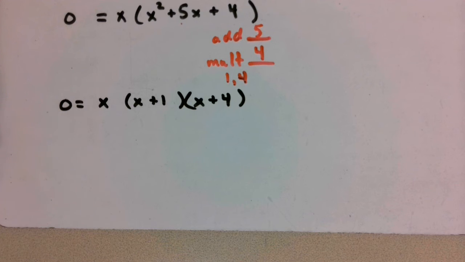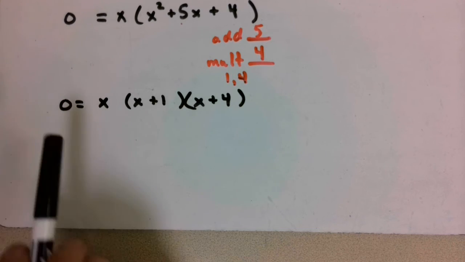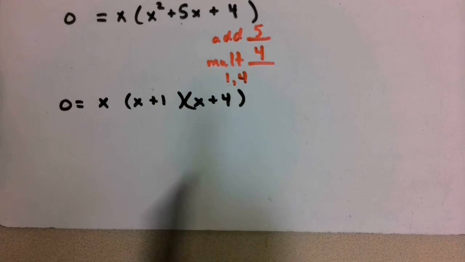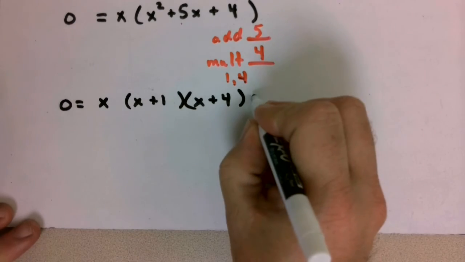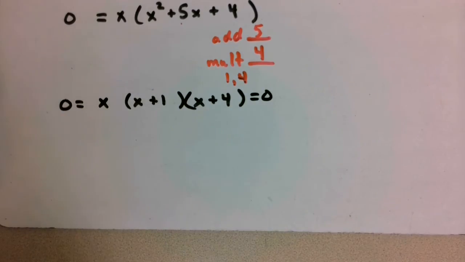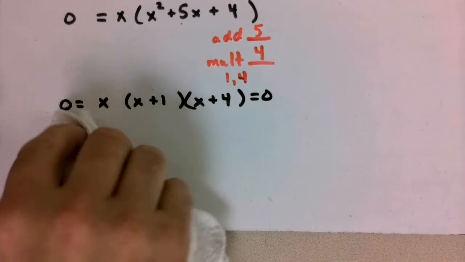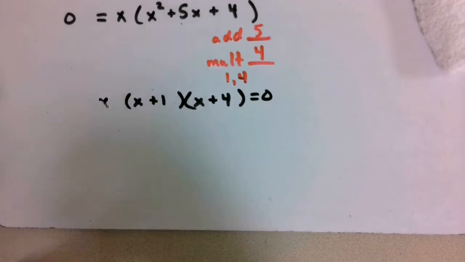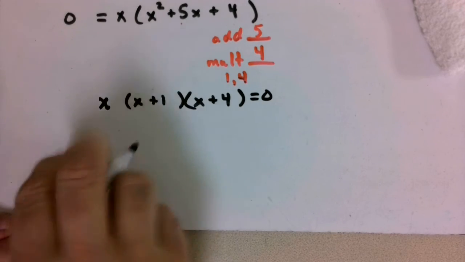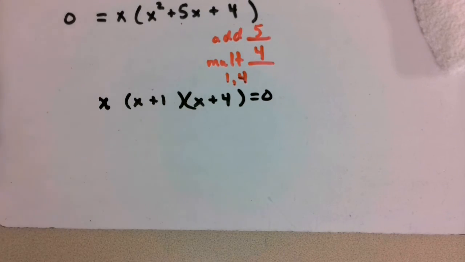I've now factored the right side of our equal sign. Usually when we go through and solve equations, our 0 is over on this side. You can leave it over here on the left. I'm just going to put the equal 0 over on the right side so it looks a little more familiar, and I'll erase that. 0 equals out in front.